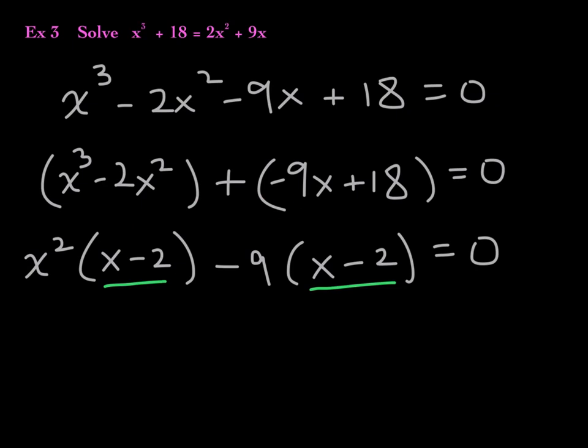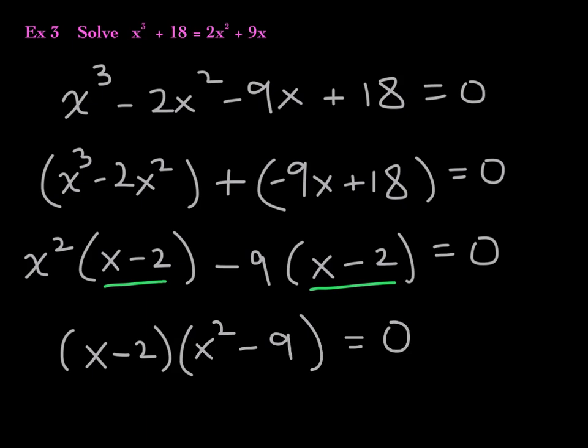All right, so we're going to continue. The next step is to factor out the common binomial factor, which is x minus 2. And then what remains when this common binomial factor is factored out is x squared minus 9. All right, set equal to 0. Now, you could set each one of these factors equal to 0 and solve right now. Or, if you'd like, you could factor this difference of 2 squares further.